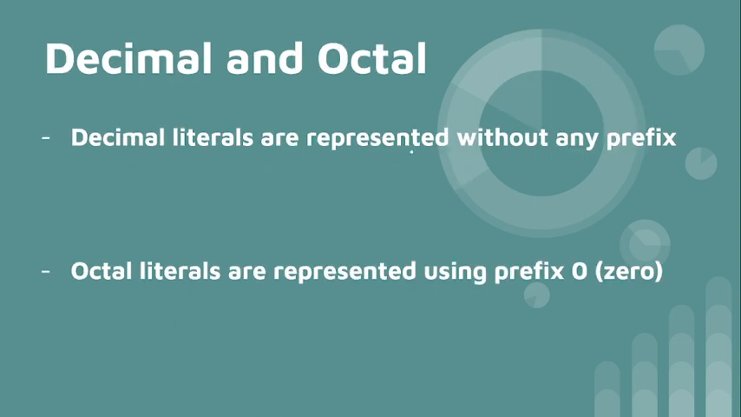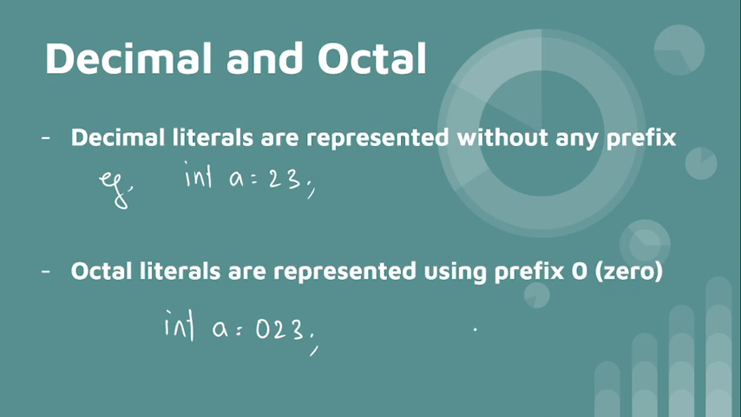So decimal is something which is represented directly without any prefix. So if suppose I take up some value, let's say 23. So I want to represent 23, int a equal to 23 in decimal, I will represent it directly. Whereas if I want to represent octal literals, then they are prefixed with 0. So when I say int a as 023, what I'm storing in a is an octal 23.